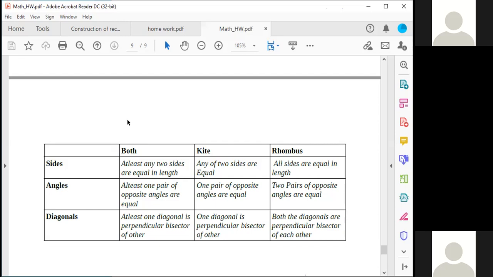Rhombus is perfect. And the both again will be like the kite, if you think about it. Two pairs of opposite angles are equal, one pair, and it's good that you have put at least there. Now, in case of kite also, you should have mentioned at least, because the other can be, need not always be, but can be. At least one diagonal is a perpendicular bisector. Again, yes, at least. This is good.